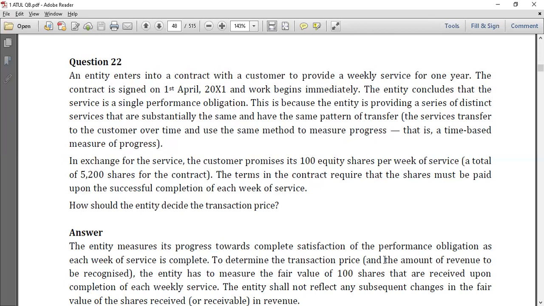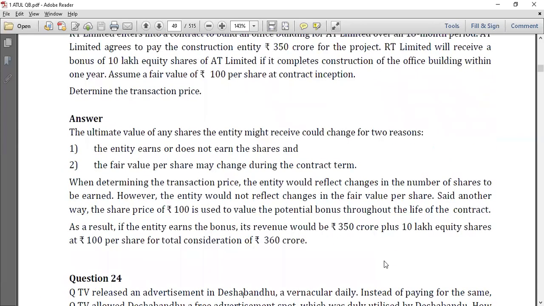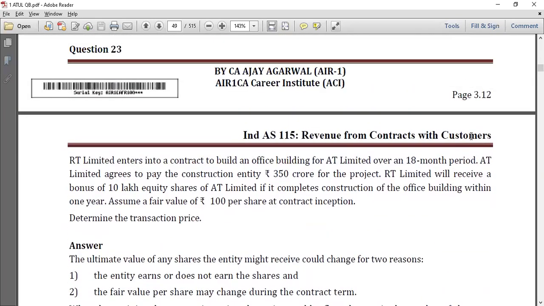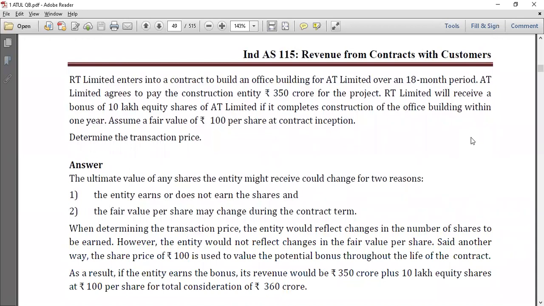Next question is 23rd. In the 23rd question, RT Limited is entering into a contract to build an office building for AT Limited over an 18-month period. So over an 18-month period, RT is entering into a contract with AT.